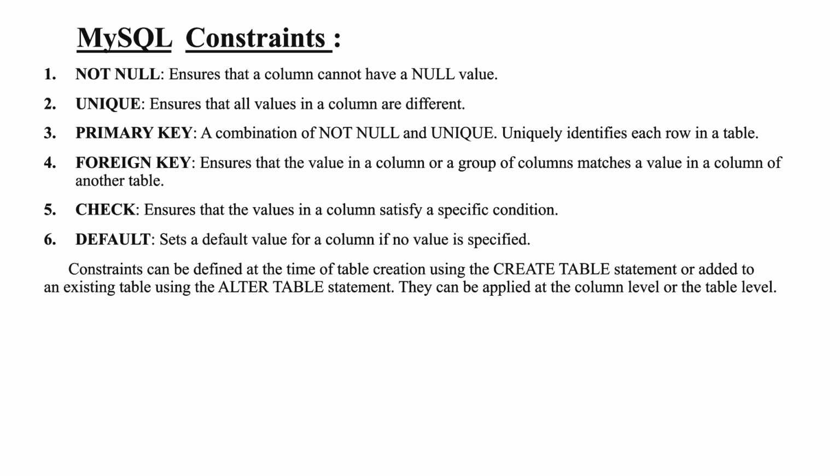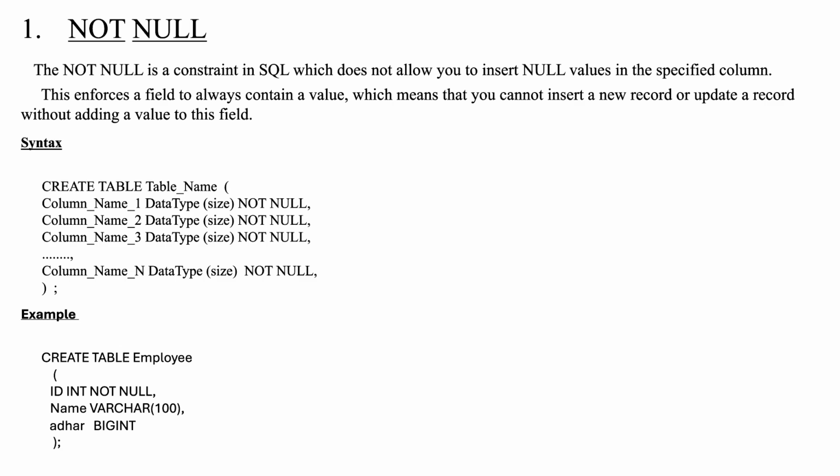Let's check them out one by one. The first constraint is not null. The not null is a constraint in SQL which does not allow you to insert null values in a specific column. This enforces a field to always contain a value, which means that you cannot insert a new record or update a record without adding a value to these fields.